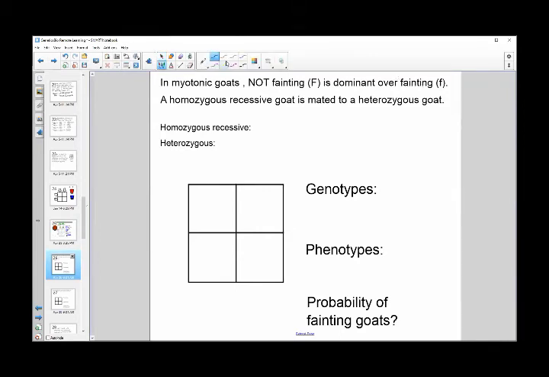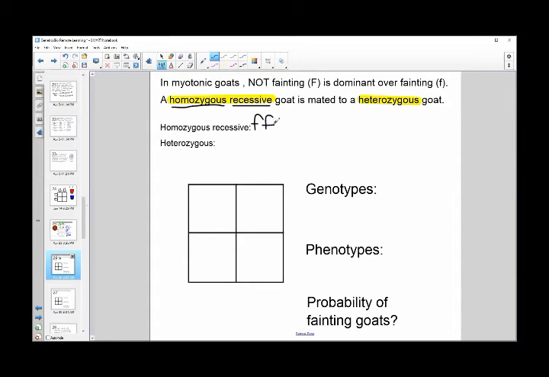So our two parents here, I'm going to highlight them, are a homozygous recessive goat and a heterozygous goat. So let's break those apart. The word homozygous means the same, and recessive would be the recessive gene. So our homozygous recessive parent would have two of the same, and it's the recessive gene. So this parent would be little f, little f.